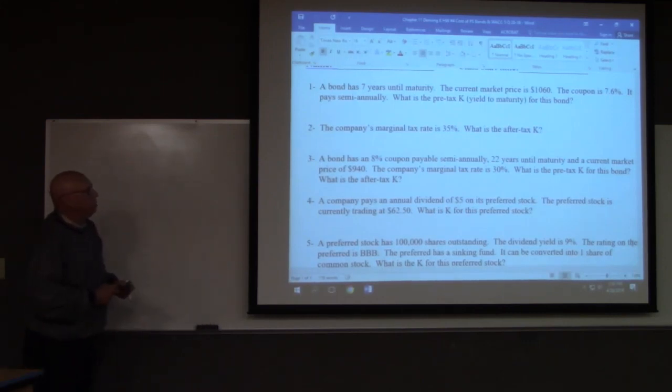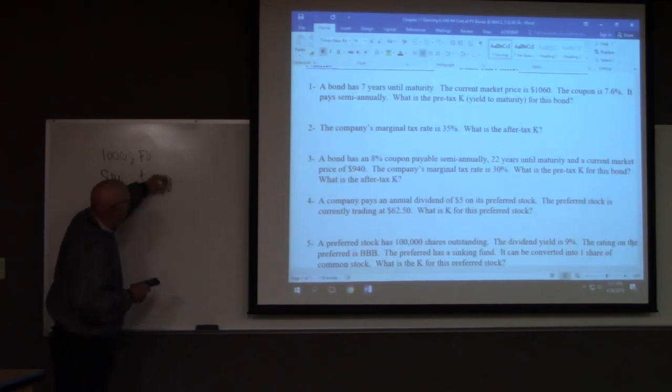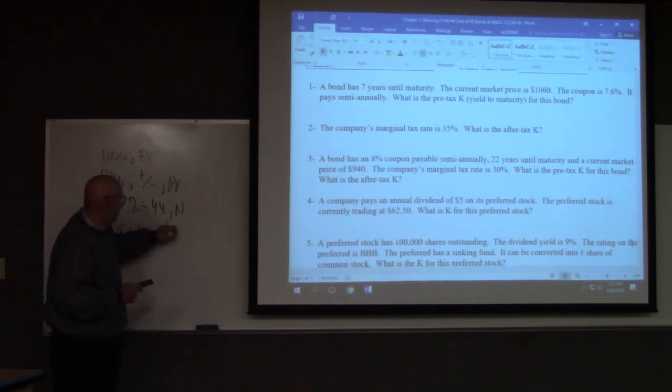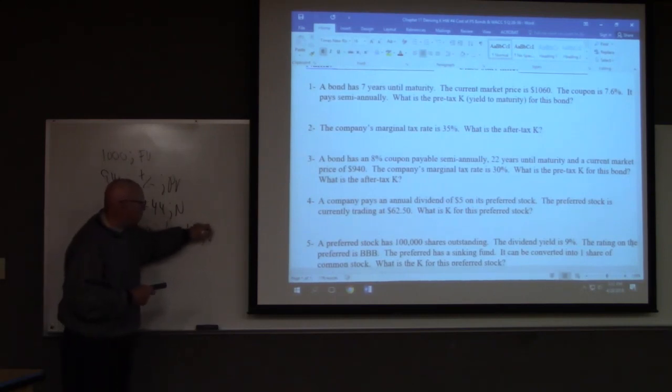Okay, bond has an 8% coupon payable semi-annually. So the question is, what is after-tax K? So 1,000 is our future value, and 940 plus minus is our present value, and it pays semi-annually, so 22 times 2, 44 is our N, and 0.08 times 1,000 divided by 2 is 40. That's our payment.